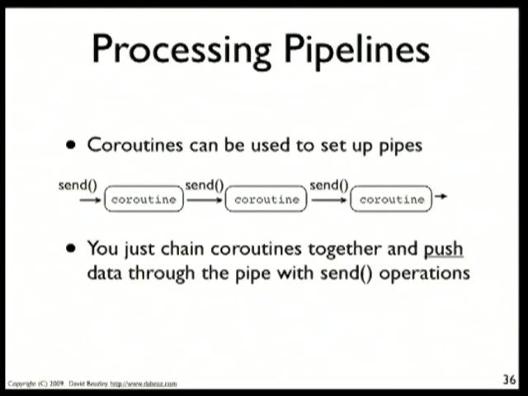One of the things that's interesting with coroutines is that you can use them to set up processing pipelines in exactly the same spirit that you did with generator functions, yields, and iteration. The way that you do that is essentially by having a bunch of coroutines send data to a successive chain of other coroutines.